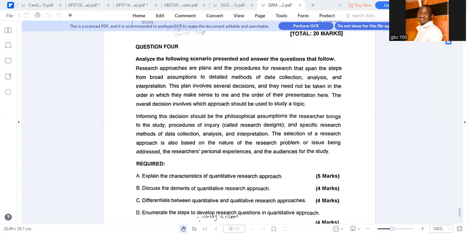Number one, quantitative research uses statistical tools. It has a structured and systematic approach. It is objective. It uses clearly defined research questions and hypotheses. It uses large samples. It's replicable. These are the characteristics of quantitative research.